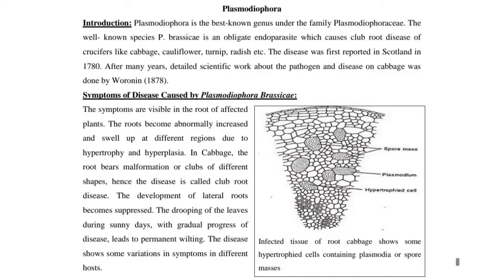The drooping of the leaves during sunny days, with gradual progress of disease, leads to permanent wilting. The disease-infected tissue of root of cabbage shows some variations in symptoms, with different hypertrophied cells containing plasmodia or spore masses.